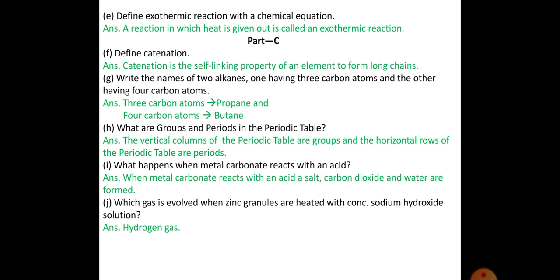The reaction in which heat is given out is called exothermic reaction. What is catenation? Catenation is a self-linking property of an element to form long chain. Write the name of two alkanes, one having 3 carbon atoms and the other having 4 carbon atoms. 3 carbon atoms is propane and 4 carbon atoms is butane.